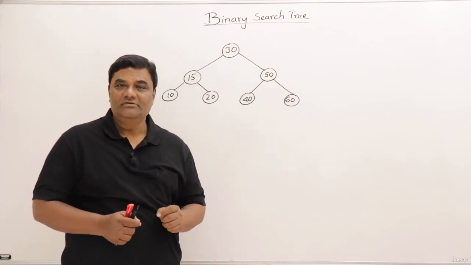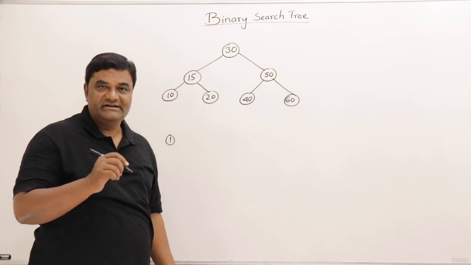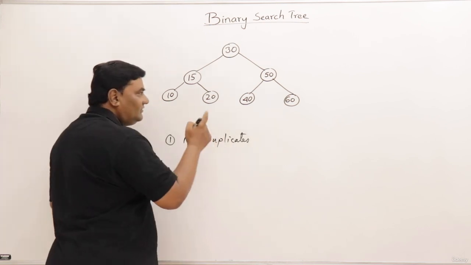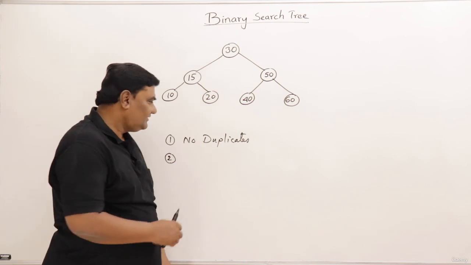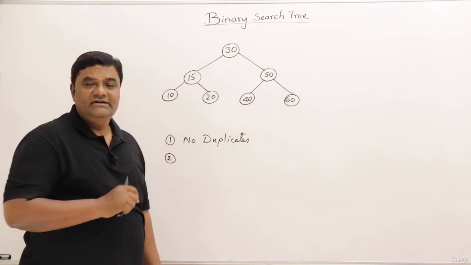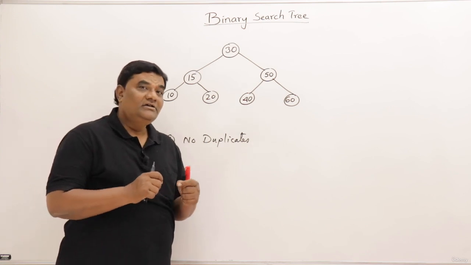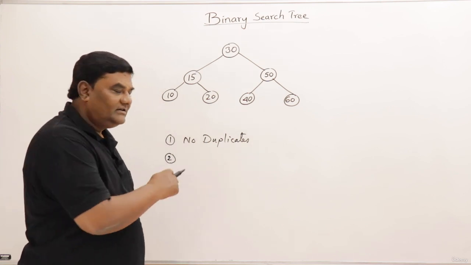Now let us learn about the properties. First thing, a binary search tree will not have duplicates. Now the second one: if we take the in-order traversal of a binary search tree, we get the list of elements in sorted order. Let us check.